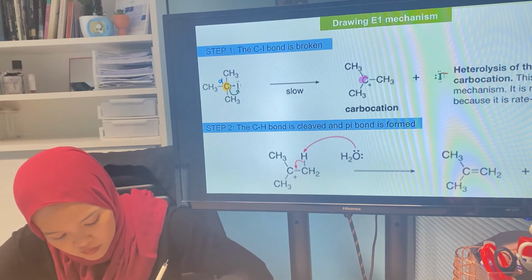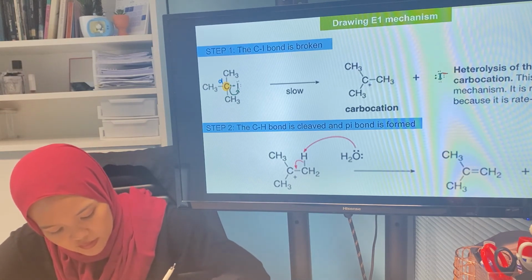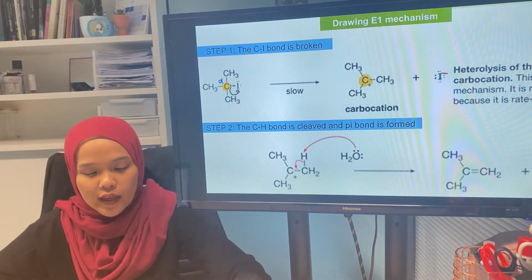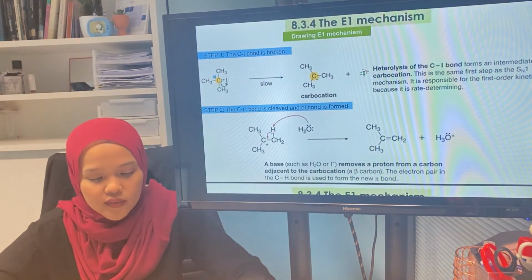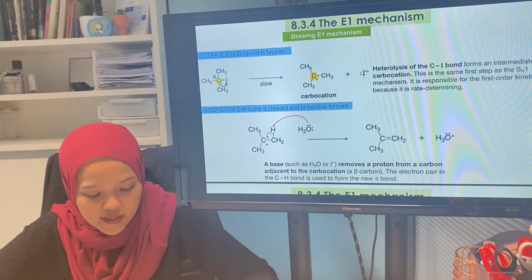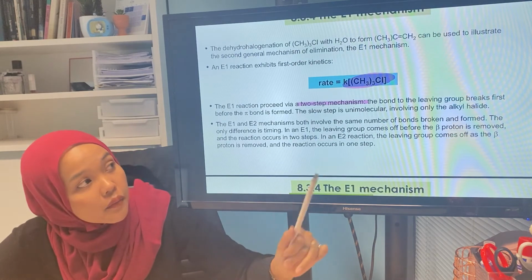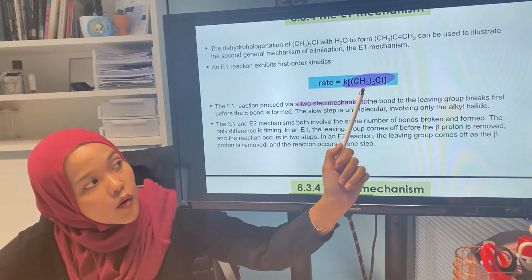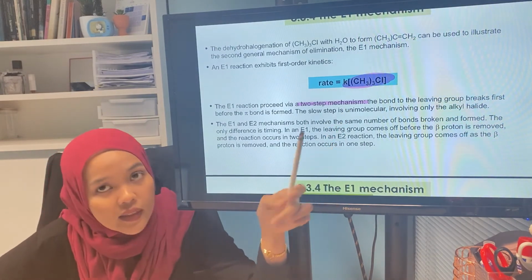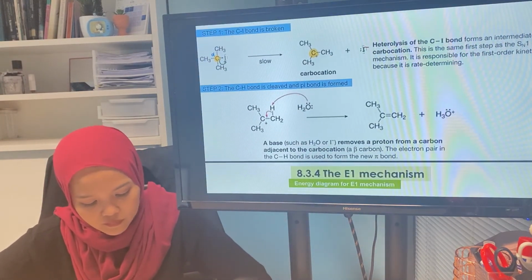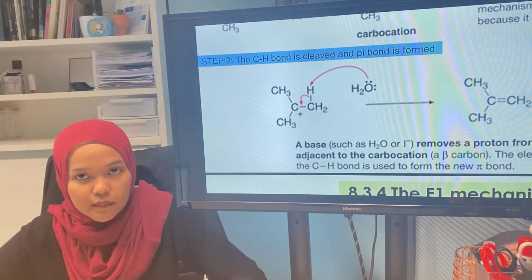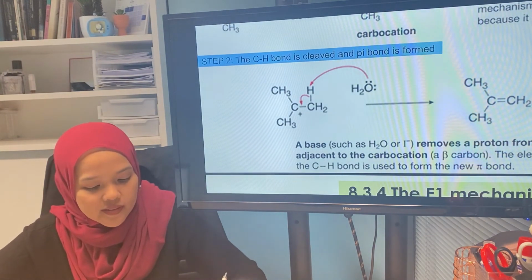This is your carbon, this is your alpha carbon. Just now it has become the carbocation. So this step is a slow step. It is the rate determining step. So that is why the rate law will only involve this reactant, the alkyl halide alone. Now the CH bond is cleaved and the pi bond is formed in the second part.